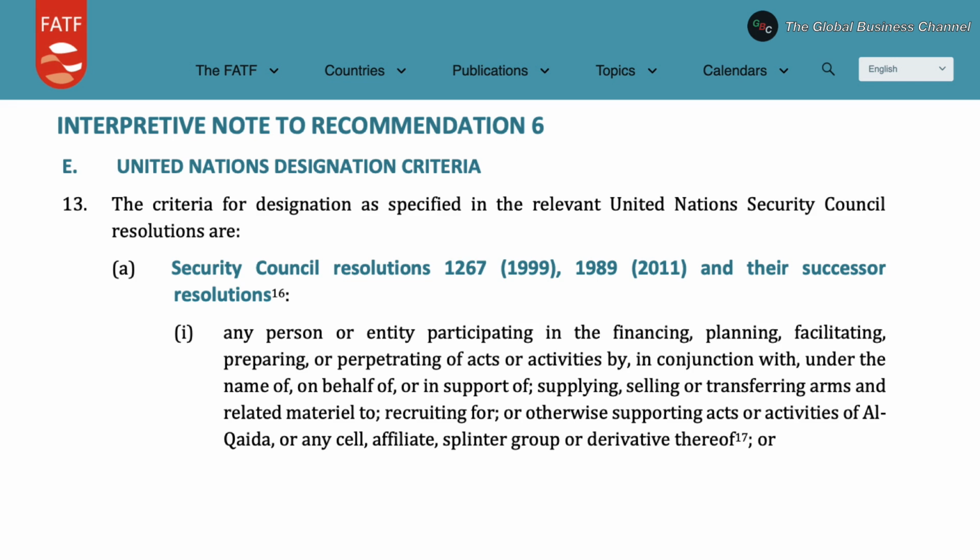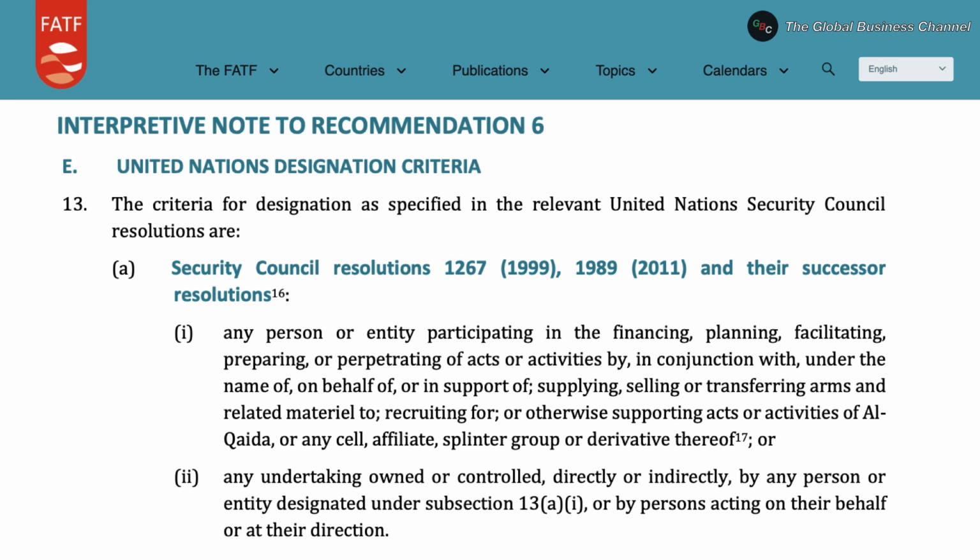Subnote 1. Direct involvement with Al-Qaeda. This includes anyone or any group that is involved in financing, planning, facilitating, preparing, or carrying out activities for Al-Qaeda or its affiliates, supplying, selling, or transferring weapons and related materials to Al-Qaeda, and recruiting for Al-Qaeda or supporting its activities in any way. Number 2, entities owned or controlled by designated individuals.